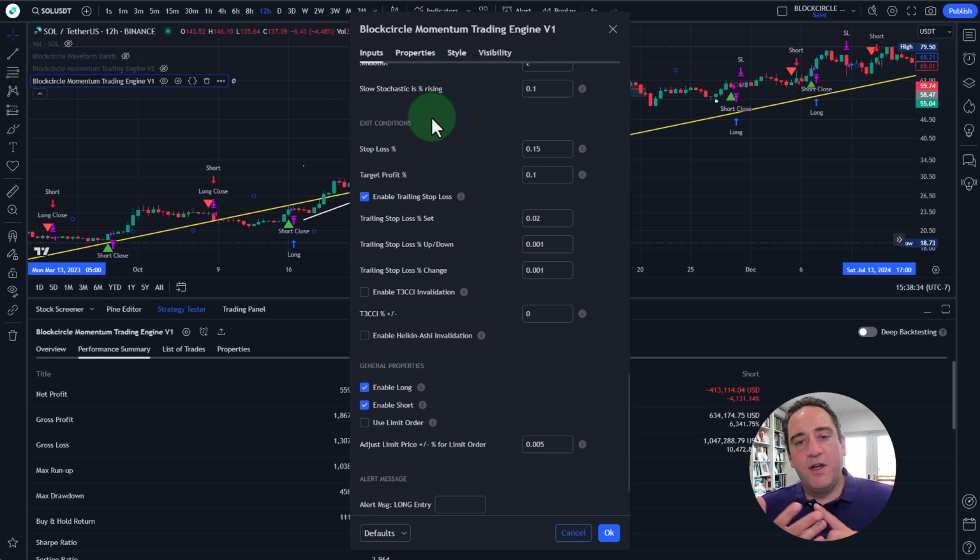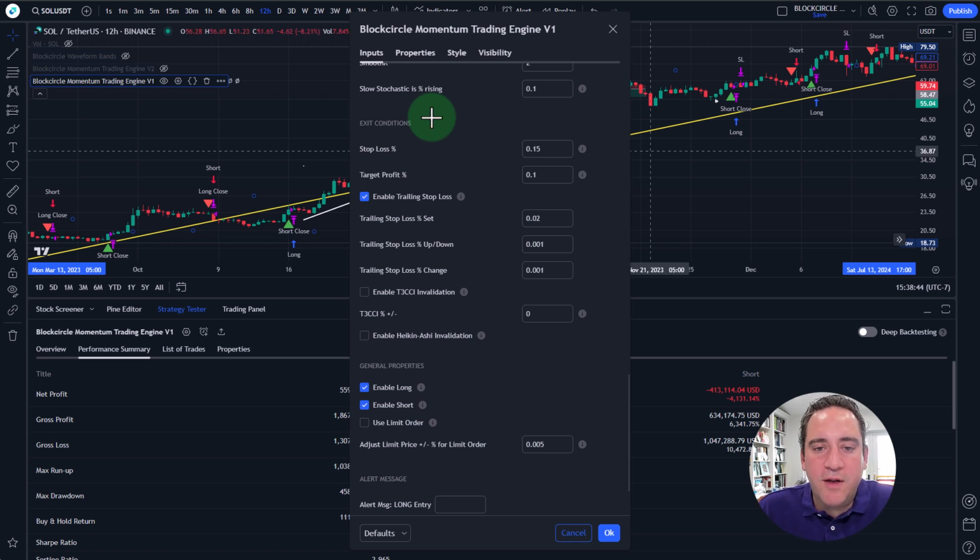Step 3 is when you get into the exit conditions. How do you want the trade to exit once you are actually in a trade? Do you want it to trigger a stop loss? Do you want it to exit by target profit? Do you want to enable trailing stop losses, etc.? Or do you want to have any form of invalidation?